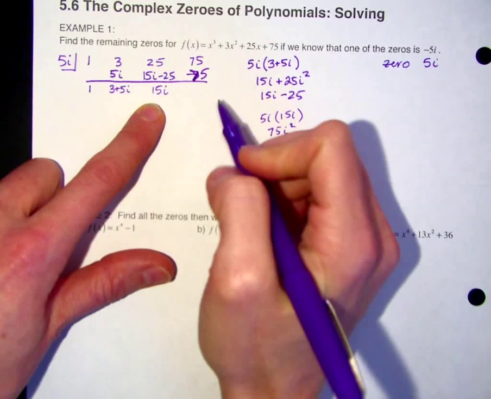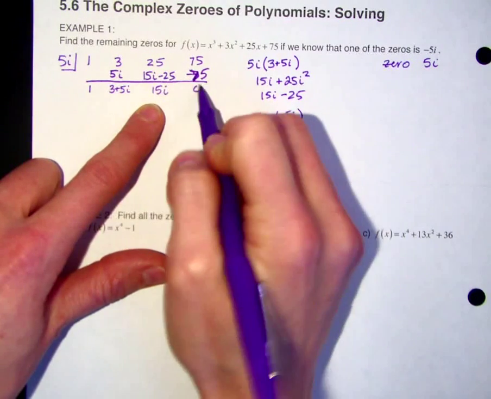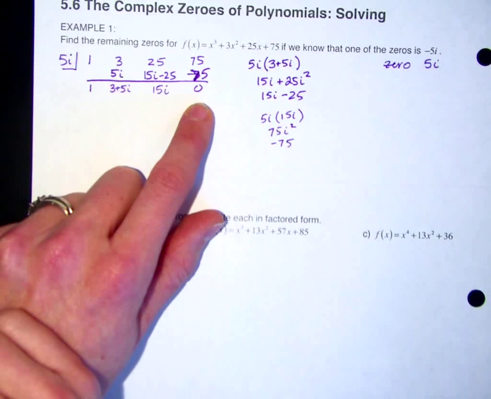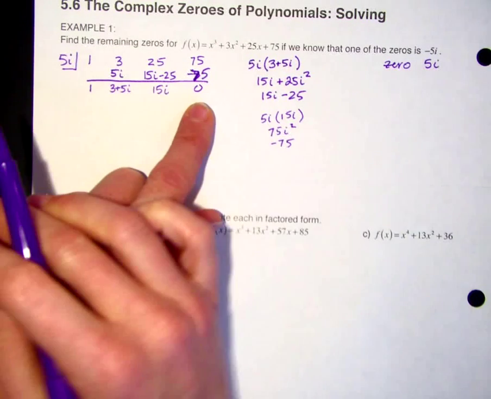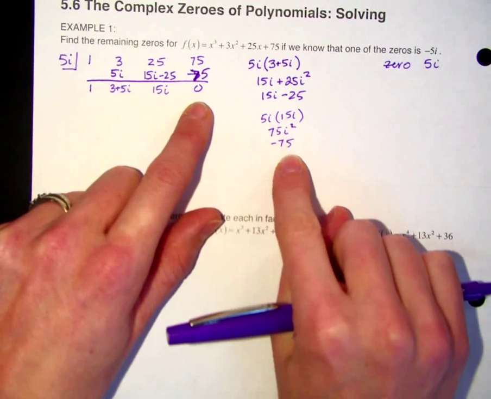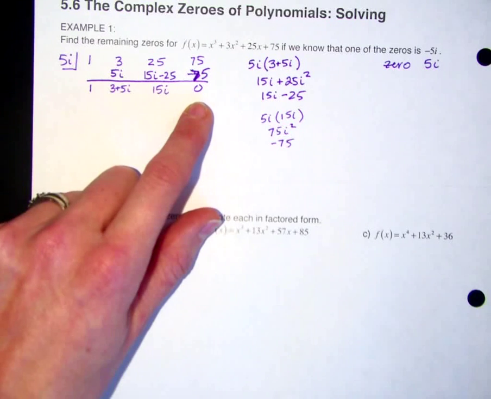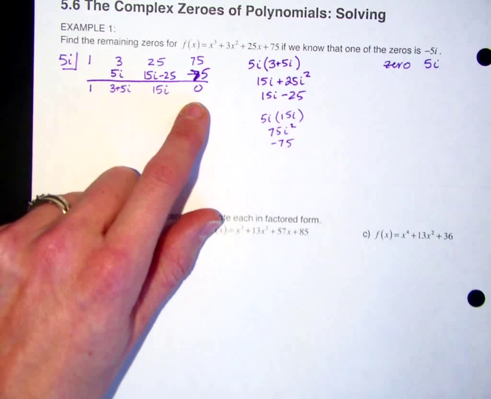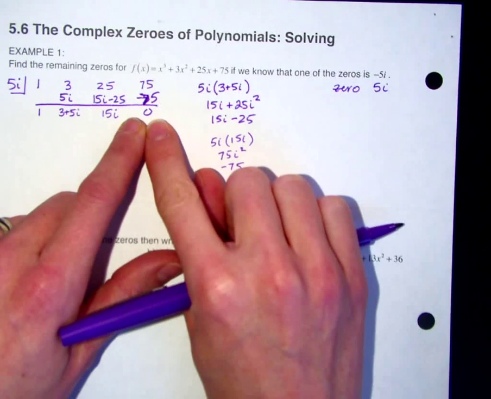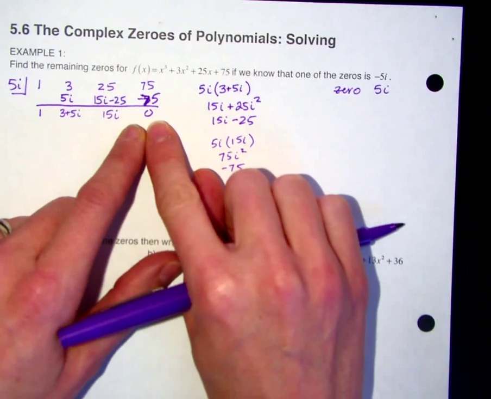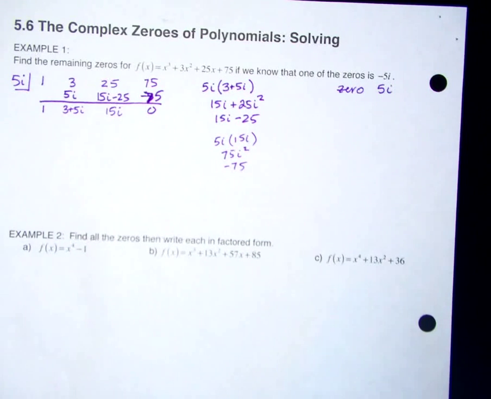All right, now what? Does that make sense that this is 0? Why? Does it cancel out? Yeah. Okay, that's what I thought. You were right. I'm confusing myself. All right, why does this make sense that we would get a 0 here? Because we know it's one of the zeros, and if you have a 0, the remainder is going to be a 0, okay? Where do we go from here?